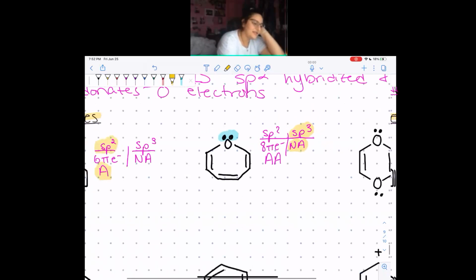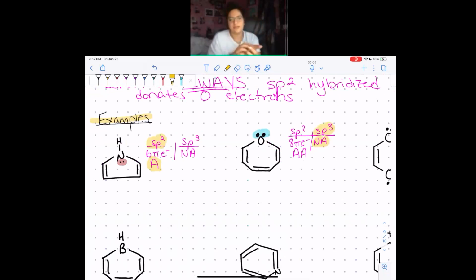So do you kind of see the difference between the first one we did and the second one we did? And how the heteroatom can choose between sp2 and sp3? This tends to be really confusing for a lot of people. So if it doesn't make sense, that is A-okay.